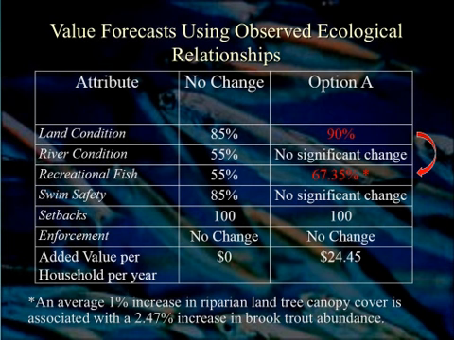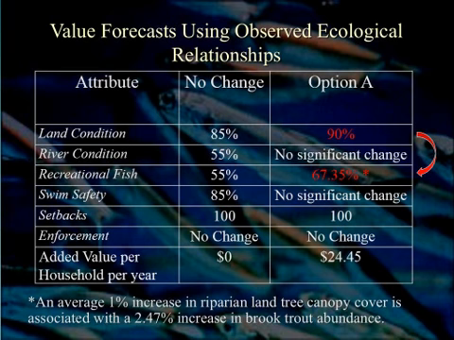Now, it turns out that we couldn't predict any change using the ecological field data that we collected for the project. We couldn't show that there'd be a significant change in river condition or in swimming safety. There were positive relationships, but they weren't statistically significant. If you talk to the ecologists, they'll say that probably it was because of sample size. They just didn't have enough sample sites. But we can't establish a significant change, so we're going to say there's no change there.